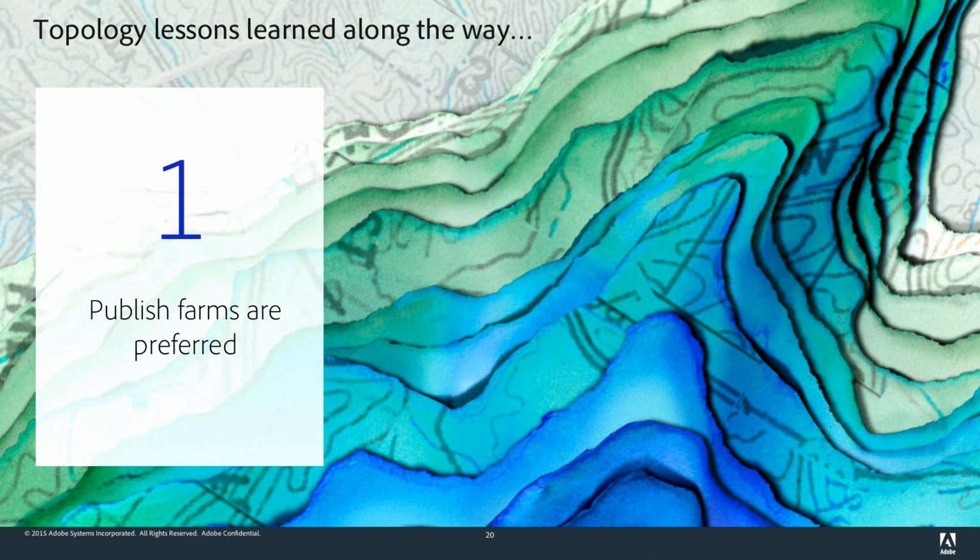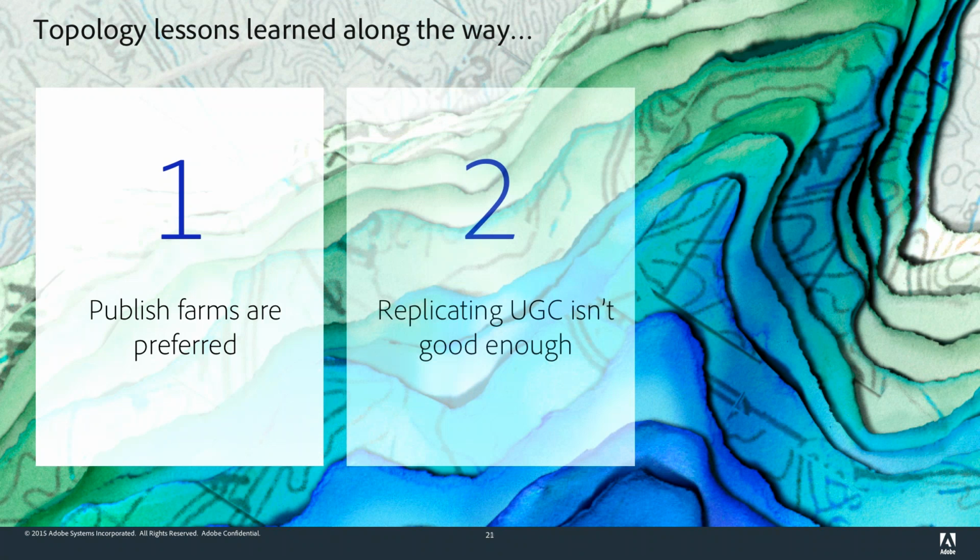So number one, we want publish farms because they have much higher availability. Number two, most of our customers prefer publish farms because they have high availability. So we knew that we needed to solve this problem in a publish farm way. And we just don't think replicating UGC is good enough. We tried everything to get this to work.